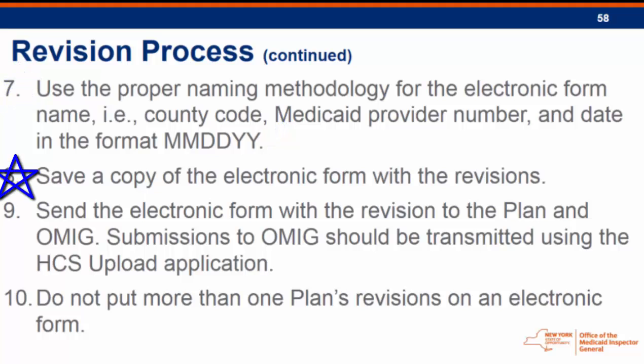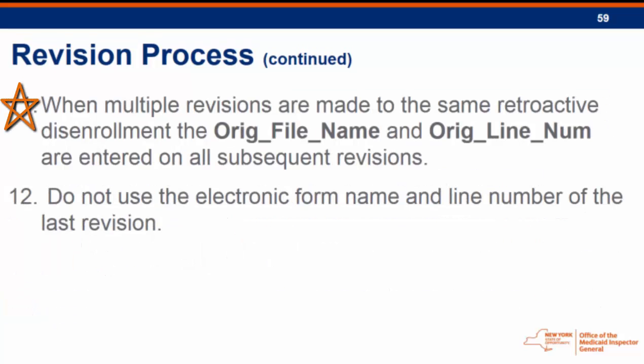Save a copy of the electronic form with the revisions. Send the electronic form with the revision to the plan and OMIG. Submissions to OMIG should be transmitted using the HCS upload application. And remember, do not put more than one plan's revisions on an electronic form, and be sure to submit all files securely to the plan. When multiple revisions are made to the same retroactive disenrollment, the original file name and original line number are entered on all subsequent revisions. Do not use the electronic form name and line number of the last revision.